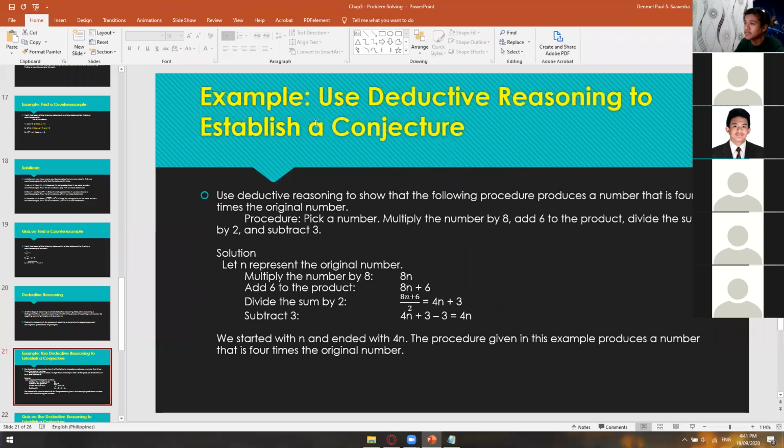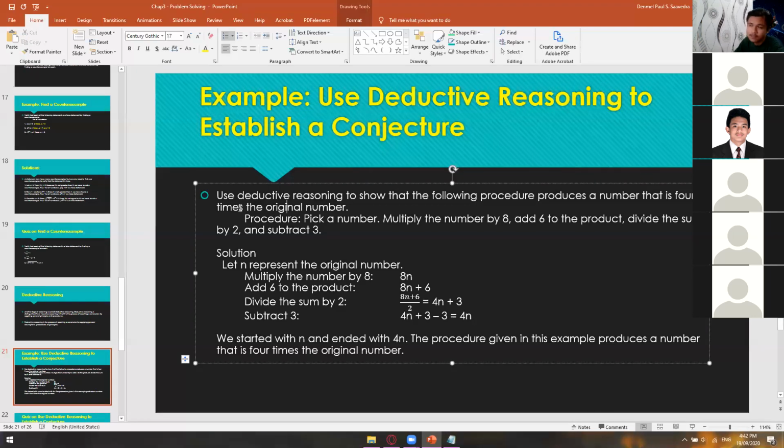Okay, so we have an example here. Use deductive reasoning to establish a conjecture. Same as before, we establish a conjecture, but this time we'll be using deductive reasoning. Use deductive reasoning to show that the following procedure produces a number that is 4 times the original number. Here's the procedure. We already did this earlier in inductive reasoning. Pick a number, multiply the number by 8, add 6 to the product, divide the sum by 2, and then subtract 3.